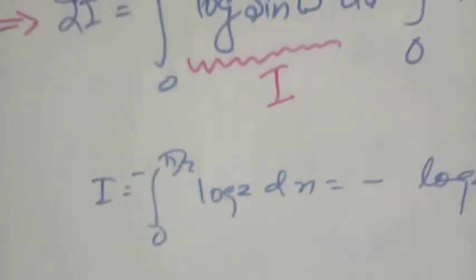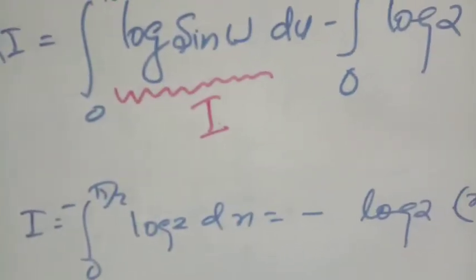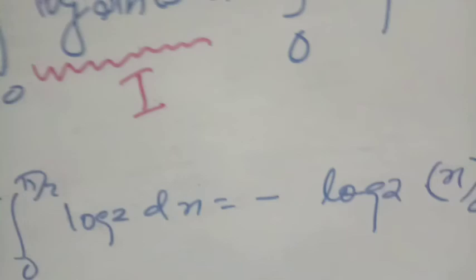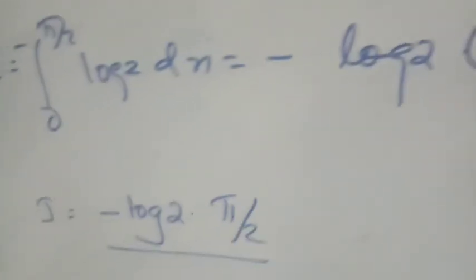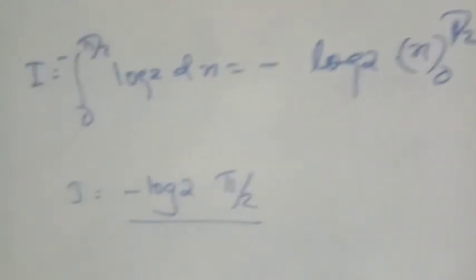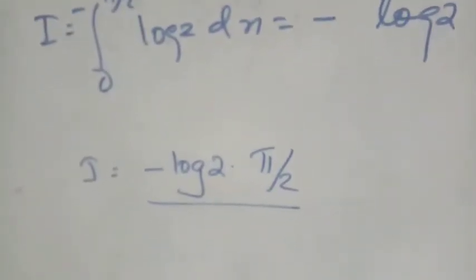It will be 2I minus I is equal to minus of integral 0 to pi by 2 log 2. log 2 നെ ഇൻ്റഗ്രേറ്റ് ചെയ്താൽ x വരും. Minus of log 2 into x within the limit 0 to pi by 2. So what is the answer? Put upper limit only. So I is equal to minus log 2 pi by 2.